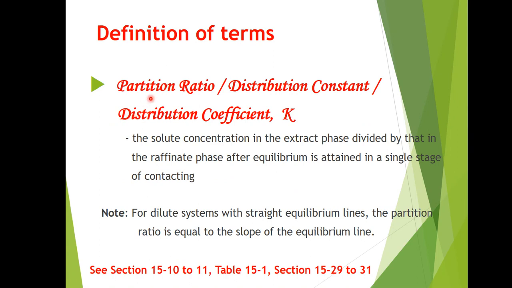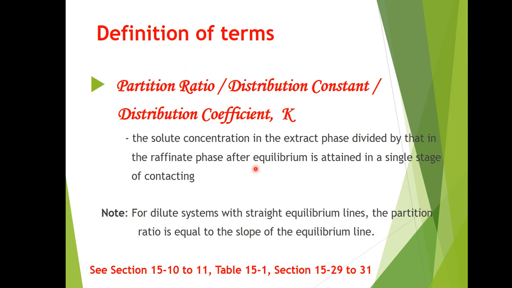Now, we have partition ratio, distribution constant, or distribution coefficient, all of which can be represented by capital letter K. In most books, this is referred to as the distribution coefficient, but in some other books, it's also referred to as partition ratio or distribution constant. Now, what is this K? It's used in determining the degree of extraction of a particular equipment, or the efficiency of a particular equipment to facilitate separation of the components in the feed.